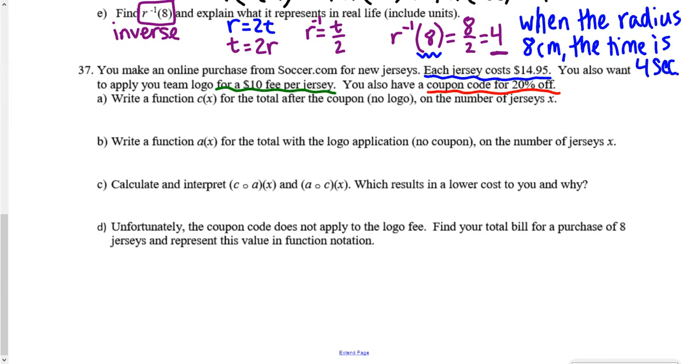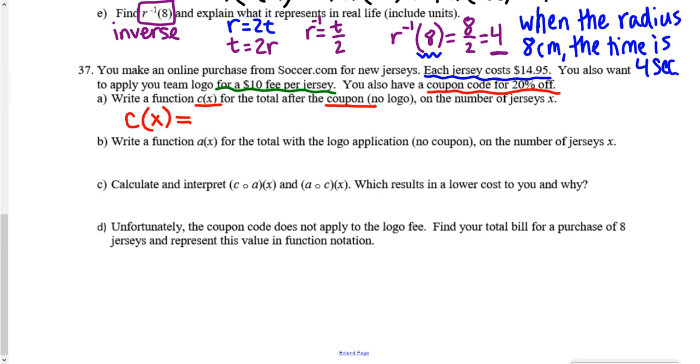Let's work it out. It says write a function c of x for the total after the coupon. So we're not going to worry about the logo, no logo, on the number of jerseys. So what would we do to figure out the cost?